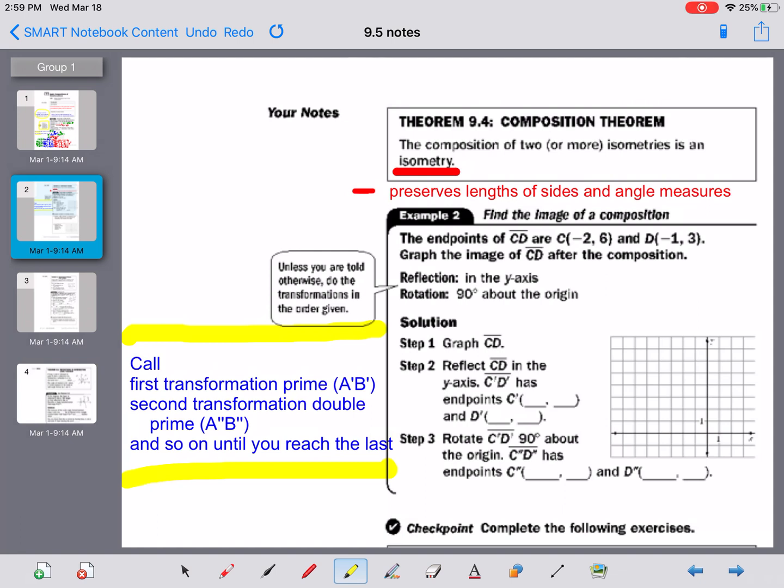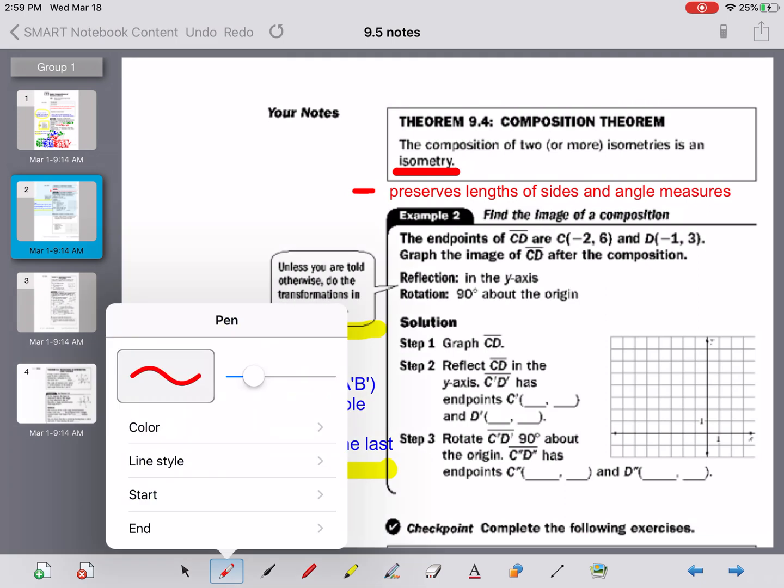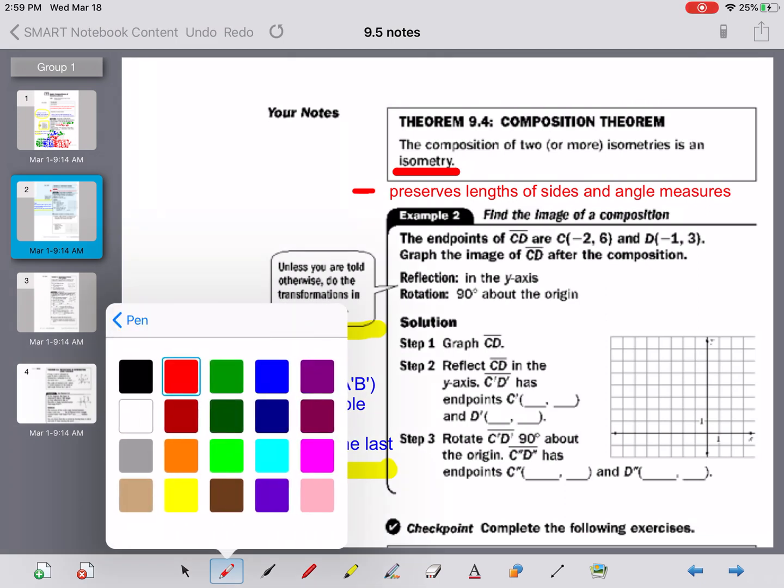You don't have to write that in your margin, but I did want to put it somewhere in our notes just as a reminder for someone who might not remember that. So on our image of our composition this time, we are going to just take a segment. We're not going to do a complete triangle like we did in our last one. And we're going to graph this segment CD.